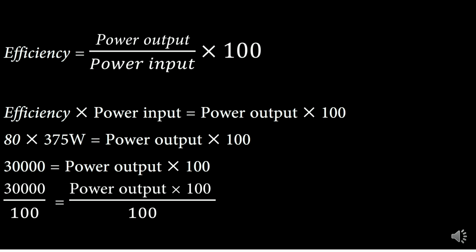And that will give me power output is equal to 30,000 over 100. 30,000 over 100 can further be simplified to 300. So my power output in this question is equal to 300. And don't forget the SI unit, which is watt. So power output is 300 watts.